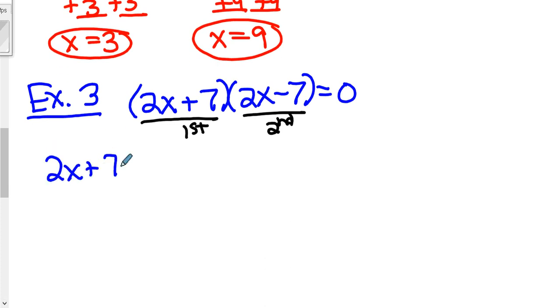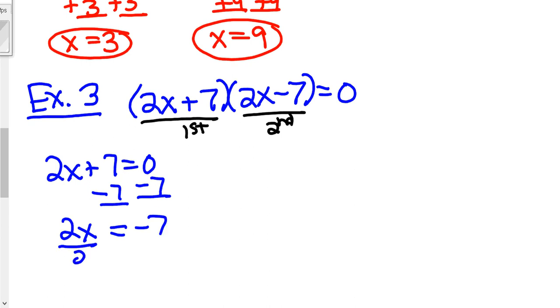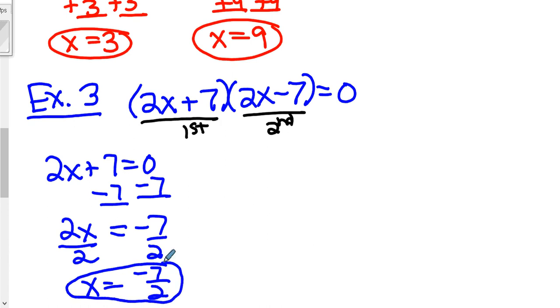2x plus 7 equals 0. Now this is a two-step equation, so to solve it, you have two steps. First thing we're going to do, we're going to subtract 7 on both sides, undo addition. And then we're going to get 2x equals -7. I'm going to divide by 2. x equals -7 over 2. These are what we call roots. Anytime you get an answer for x, those are called roots.